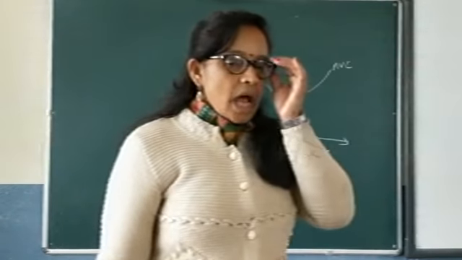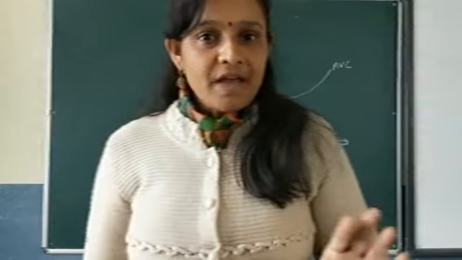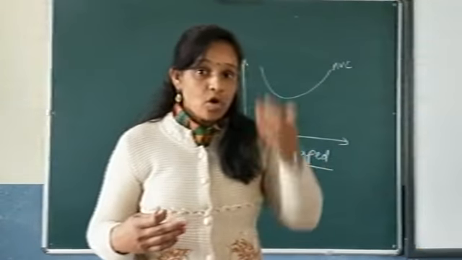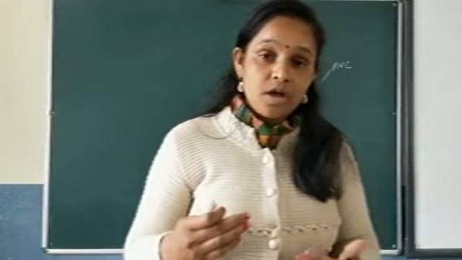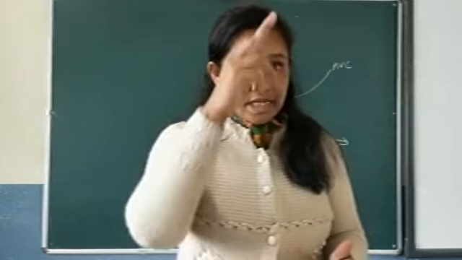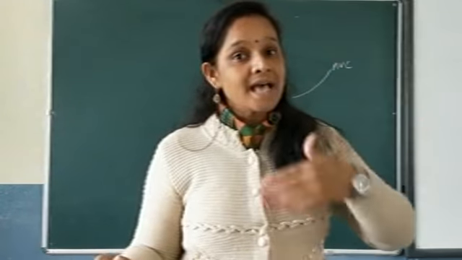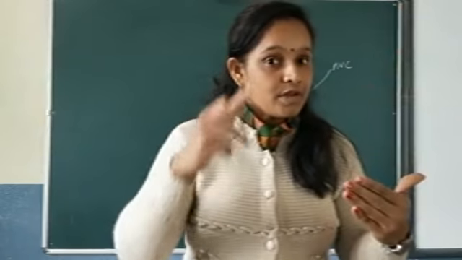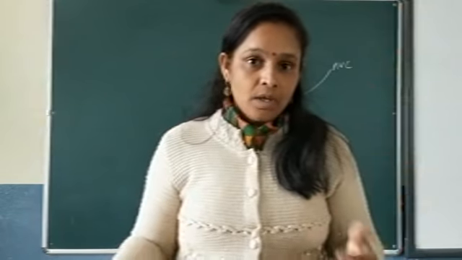Okay, now you have understood the shape of average variable cost. What is the shape of average variable cost? It is U-shaped. What is the shape of average fixed cost? It is sloping downwards, because as the level of output is increasing, average fixed cost is decreasing.